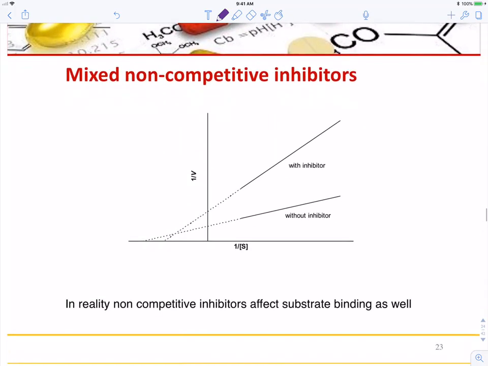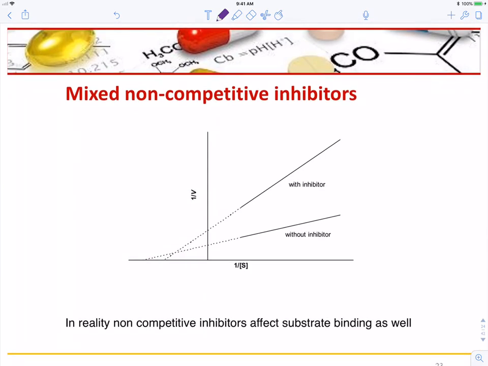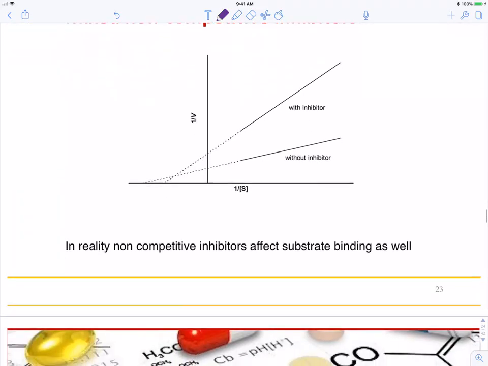We also have, more commonly in real life, a situation in which we have mixed non-competitive inhibitors, in which the inhibitor actually affects substrate binding as well, and so will have an effect both on Vmax and on Km. And that's the case for most allosteric inhibitors.